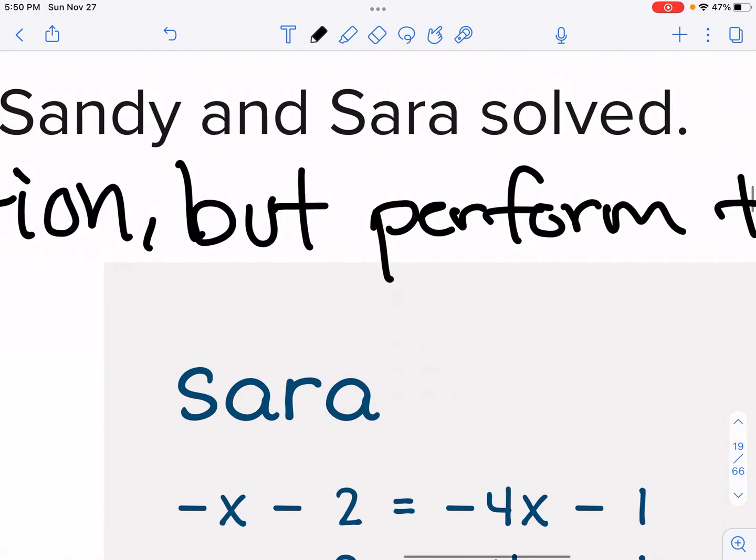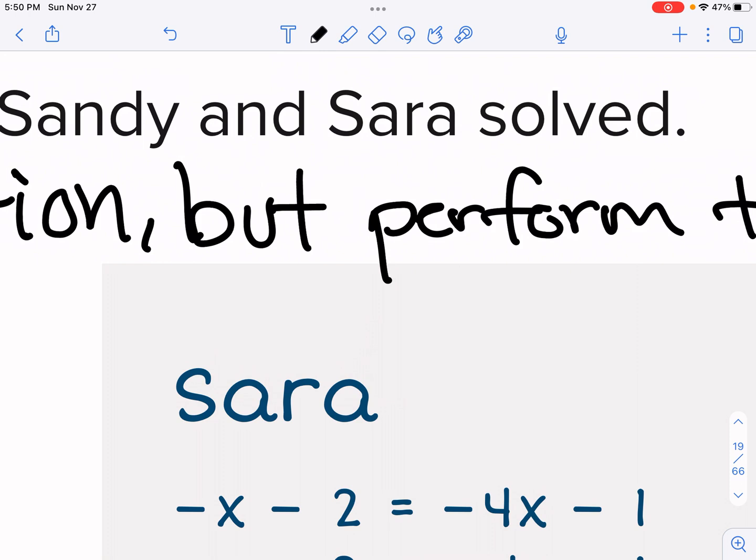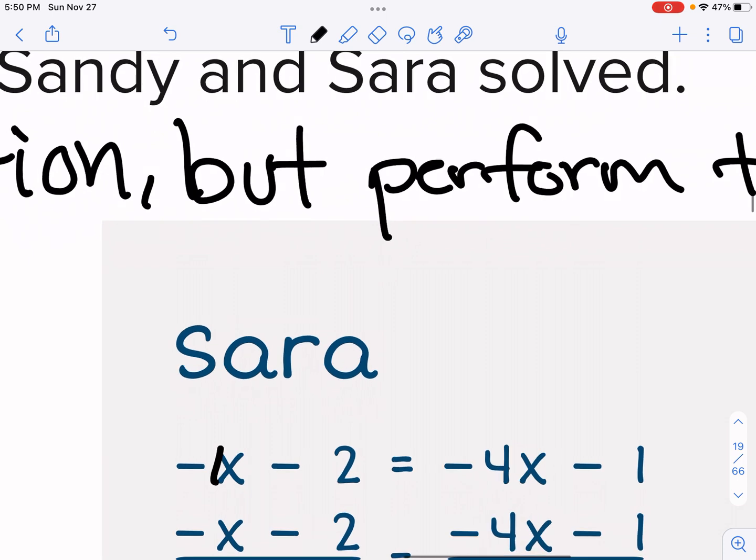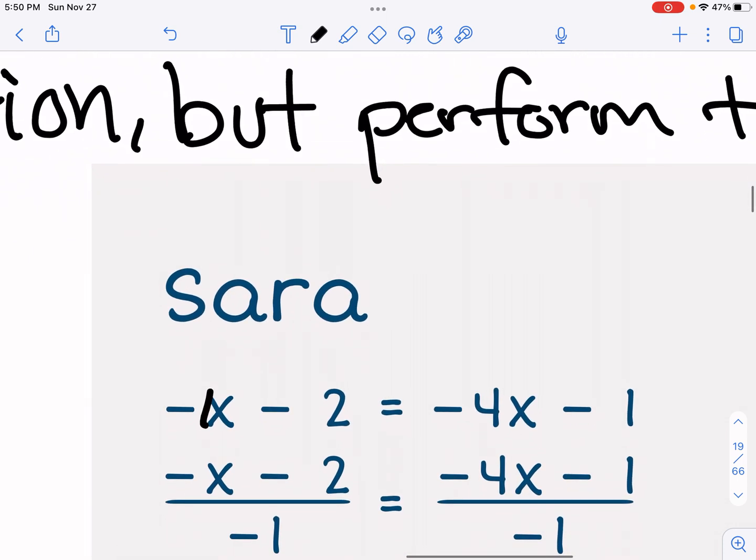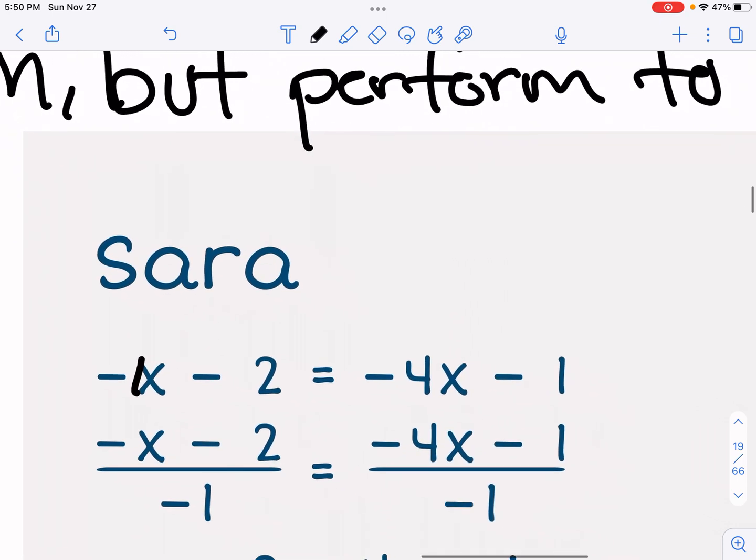Okay, so Sarah has this: negative x, or negative 1x if you want to write it like that, minus 2 equal to negative 4x minus 1. So what do you notice in all of these terms here? Right, she rewrote it, but then divided everything by negative 1. So what's the purpose of that?